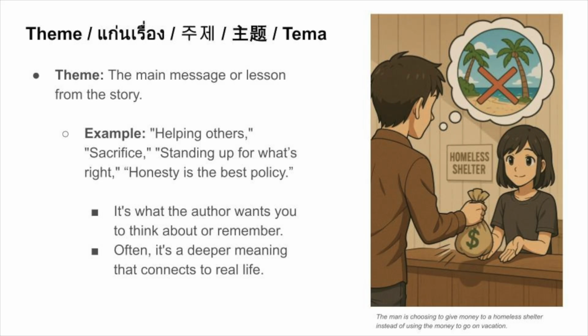For example, imagine a person choosing to give money to a homeless shelter instead of using the money to go on vacation. That choice shows values and priorities. Where to look. Ask, what does this story say is truly important? Watch how the story measures worth, not by looks, but by the good that is done. Slide 16 tells you we are moving on to elements of writing.